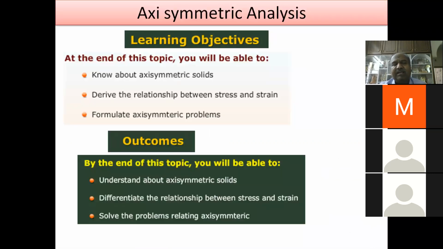So what we learn from here: know about axisymmetric solids, then the relation between stress and strain, then formulate axisymmetric problems. That means you can formulate the traction forces, then body forces, then concentrated forces, then the stiffness matrix, stiffness and displacement equal to force. Then you can solve for the deflection, then strain, then stress. The approach is the same. The outcome: understand axisymmetric solids, differentiate the relationship between stress and strain, and solve problems related to axisymmetry. Because in axisymmetry, we are changing Cartesian to cylindrical coordinates, your stresses and strains are measured in terms of r, theta, z.